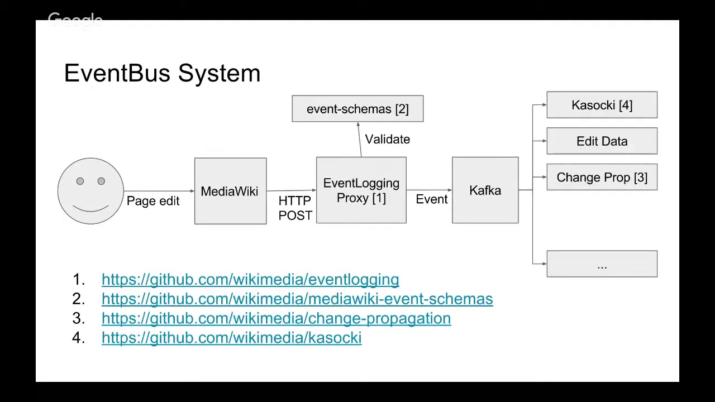So what we've built is the event bus system, which is based on Apache Kafka. And right now MediaWiki posts an event to Kafka through the event logging service, which validates the events against schemas. And then from Kafka, it is consumed by various consumers like Kasocki, which Andrew Otto is building to give it away for public consumption, then edit data, which analytics is building, and the change propagation service that we are building.